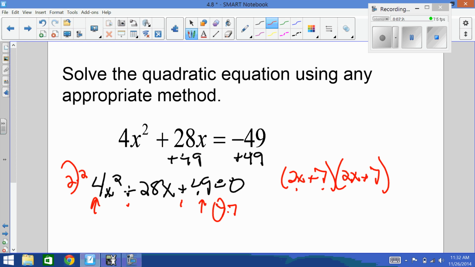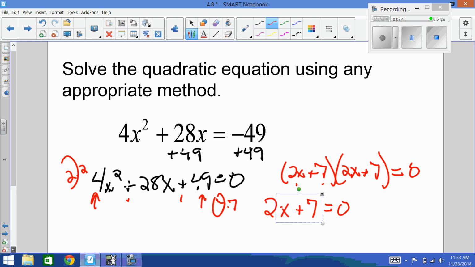All right. So, and that does work. So I set that equal to 0. Now, since it works, I'm going to take each of these. 2x plus 7 is equal to 0. The reason I'm not doing both is because they're both the same. So I just need to do it once. So now I can go ahead and solve that.